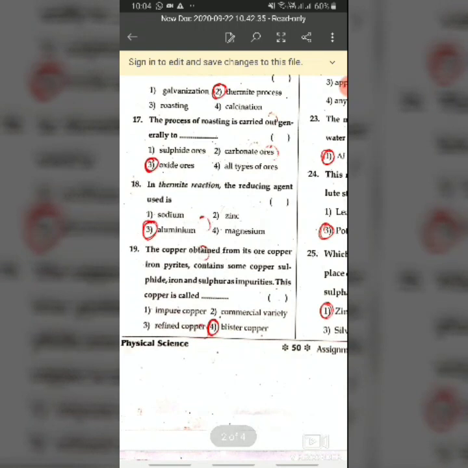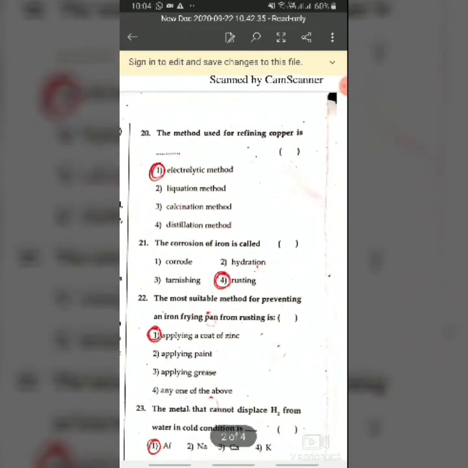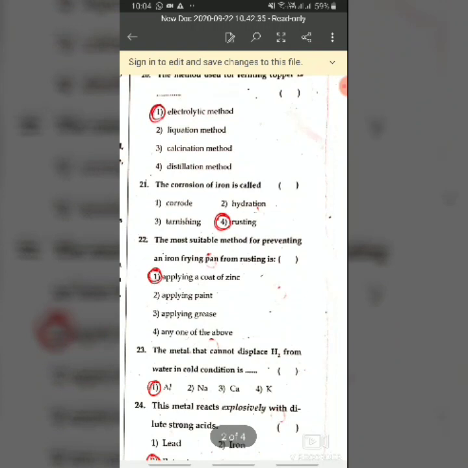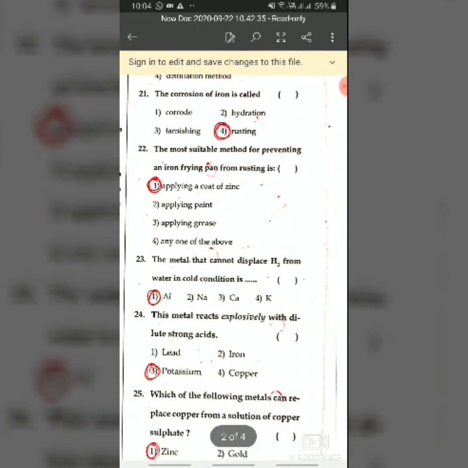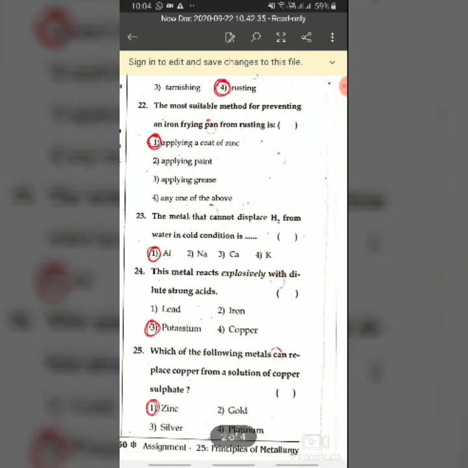The copper obtained from its ore, copper iron pyrites, contains some copper sulfide, iron and sulfur as impurities. This copper is called blister copper, option 4. The method used for refining copper is electrolytic method. Using electrolytic method, we can separate impurities from copper. So answer is option 1. The corrosion of iron is called rusting, option 4. The most suitable method for preventing iron frying pan from rusting is applying coat of zinc, that is option 1.